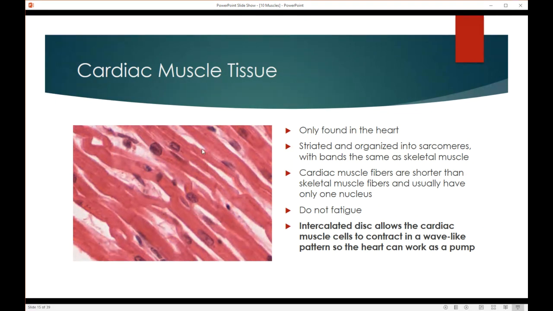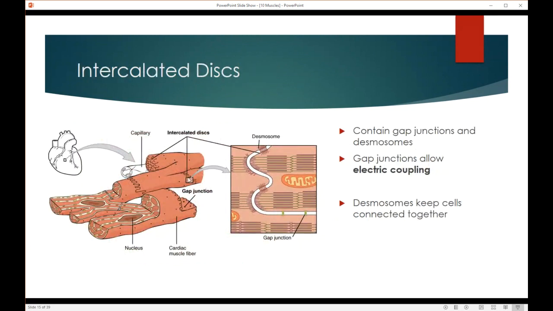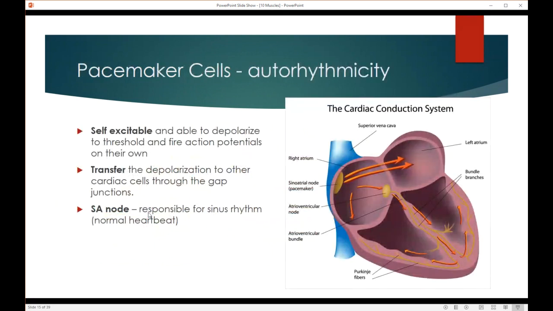Cardiac muscle tissue does not fatigue, but it does have what are called intercalated discs. These intercalated discs are pretty cool. Okay? There's the desmosome with the intercalated discs, and that is going to allow for connection between them. And then we have gap junctions in here. Gap junctions allow for electric coupling. The desmosomes are going to keep those cells connected together.